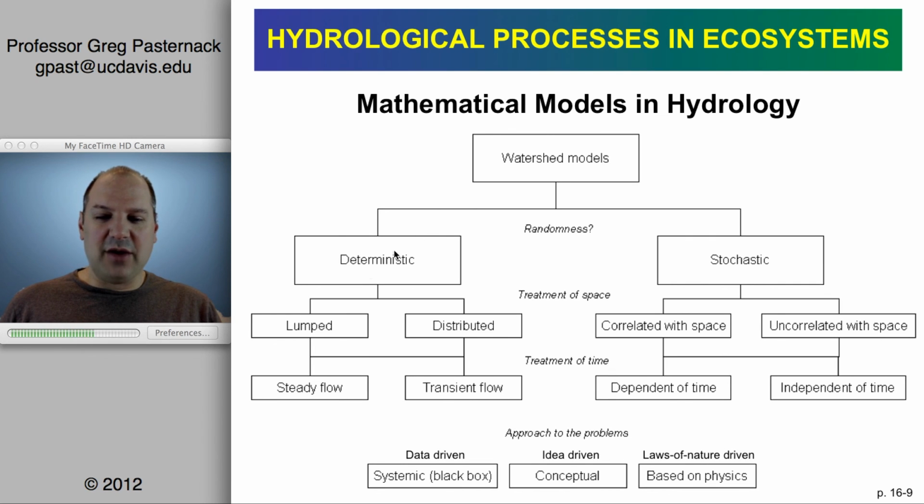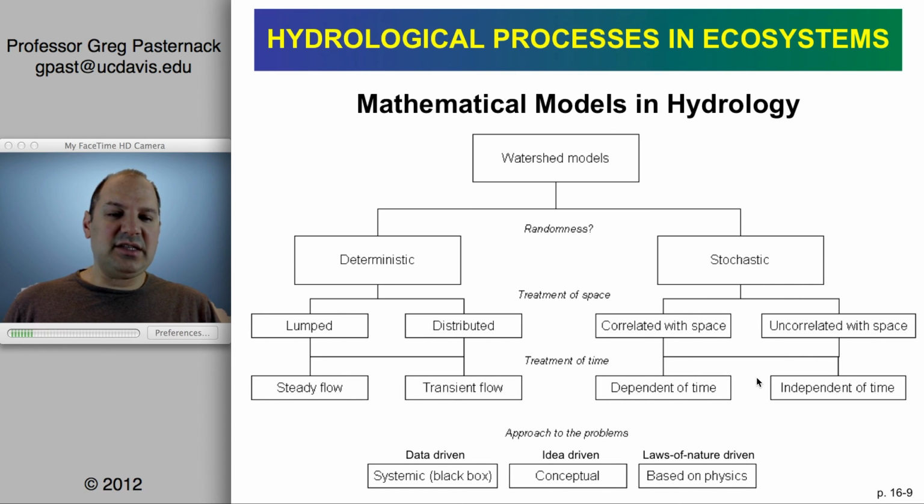Within deterministic models, we can look at them in terms of treating the system as one entity, what we call lumped, or we can treat it as distributed, which means breaking it up into lots of small pieces and then looking at each piece independently and then aggregating up. We can also treat flow as constant, so we use the term steady to mean just constant flow, or transient. And of course for hydrology, transient is the norm, right? It rains, the rain stops. The flow rises and falls, so that's transient flow.